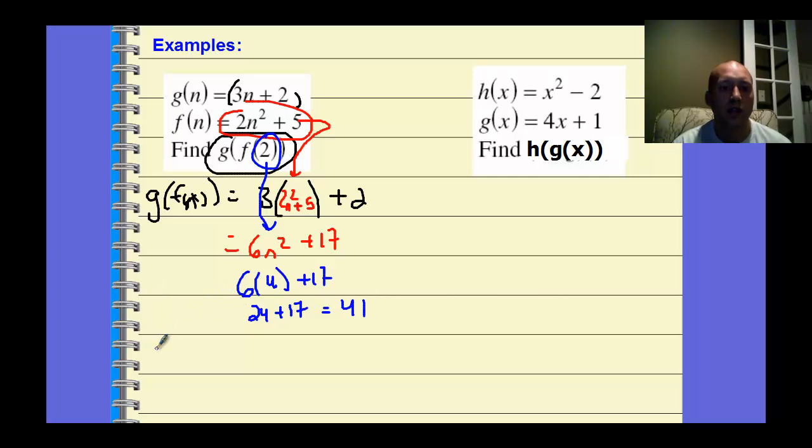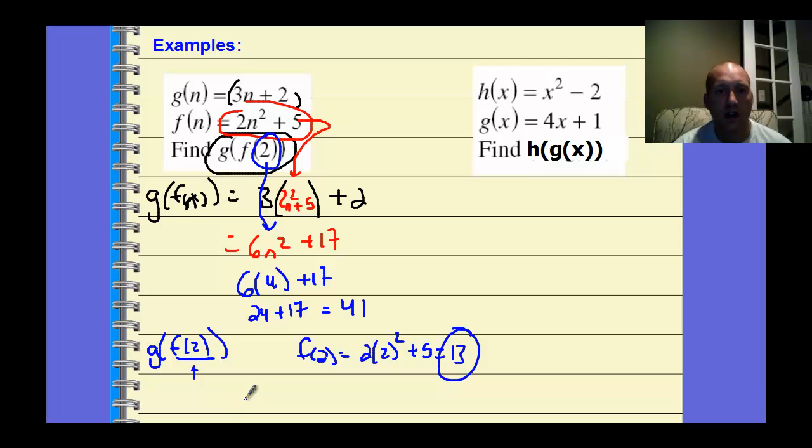The other way is actually g of f of 2. Finding f of 2 first. So taking and finding f of 2 is going to be 2 times 2 squared plus 5, or that's going to be 4, 8 or 13. And then taking that value and plugging it in for the x in g of x. So g of x is 3 times n plus 2, so then I plug in 13 in there. So that's going to be 39 plus 2, or 41. The same answer either way.